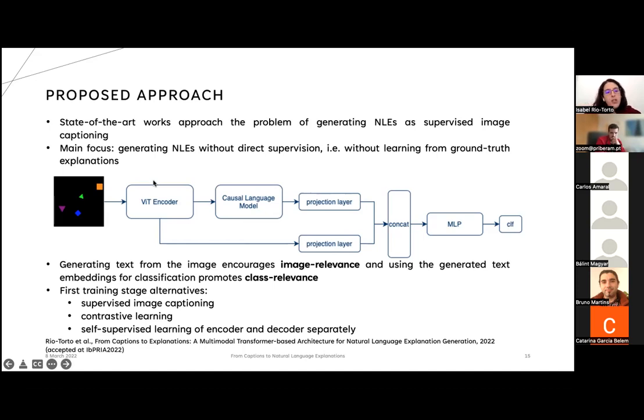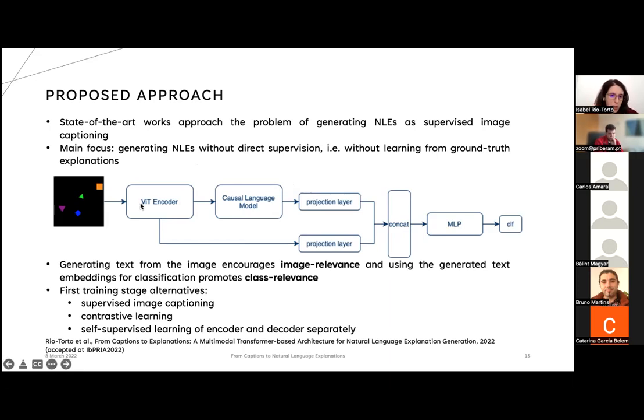And then in a second stage, the idea is that if we are using the explanation to influence the classification, when our classification loss is updated, it will also backpropagate and update the textual sentence accordingly to the classification. Through this, we could ensure not only image relevance, by extracting the features from the image and using them to classify, but also class relevance, by altering the explanation accordingly to the classification.